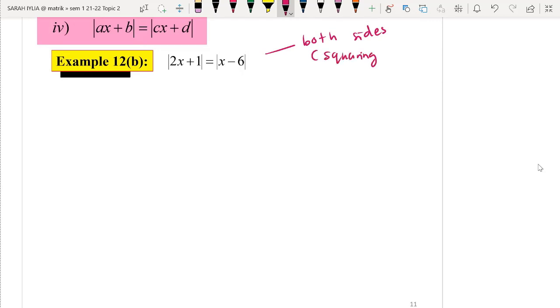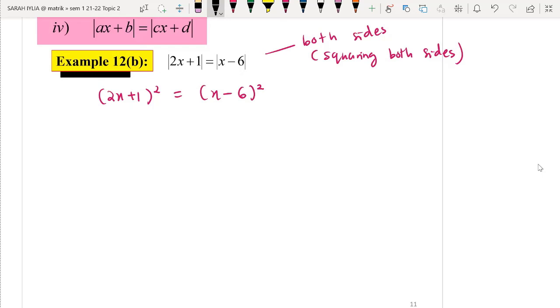Nampak je ada absolute dua-dua, kiri dengan kanan, automatic mesti square both side. Alright, so from here, we will have 2x plus 1 squared equal to x minus 6 squared. Lepas tu, expand lah macam biasa. Pentingnya expand cara cepat tu kat sini.